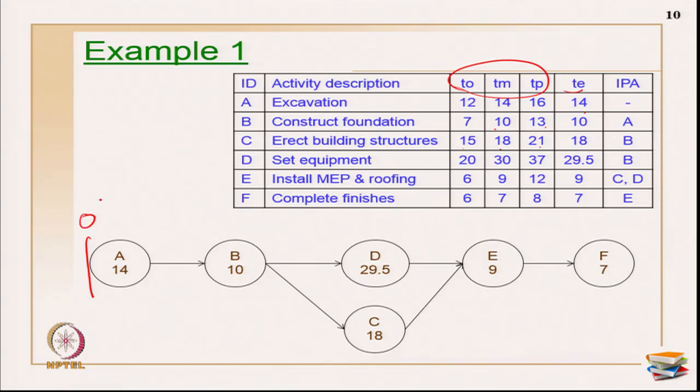So, this is an AON network. A is the starting activity, after A I have to do B, and after B I have to do my C and my D, then after C and D is my activity E, then my activity F. Durations are all filled in. C is 18, D is 29.5, this is 9, 7 I have written. Now, this is the forward pass I am going to do. So, this is 0, 0 plus 14 is 14.